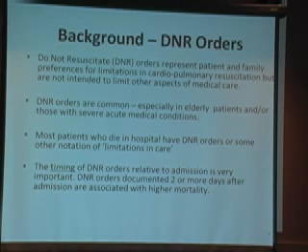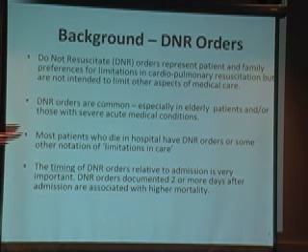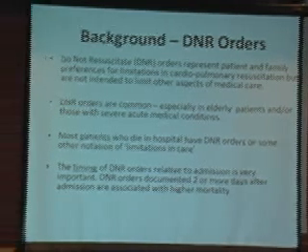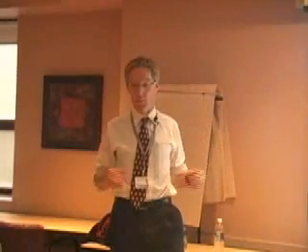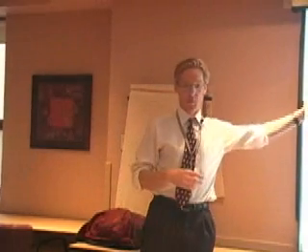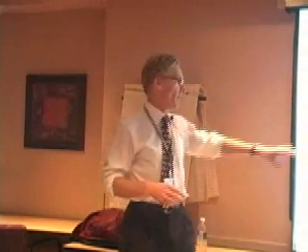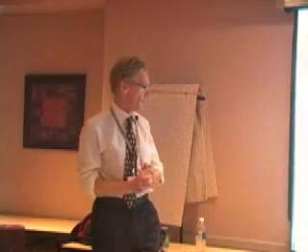DNR orders are obviously common, especially in elderly patients and those with severe acute medical conditions, such as stroke. Most patients who die in the hospital shortly thereafter have some notation of either DNR orders or other limitations of care. The vast majority do. In other words, in-hospital mortality or mortality shortly after discharge is actually a very highly predictable event because most patients have some notation of impending quote-unquote doom.